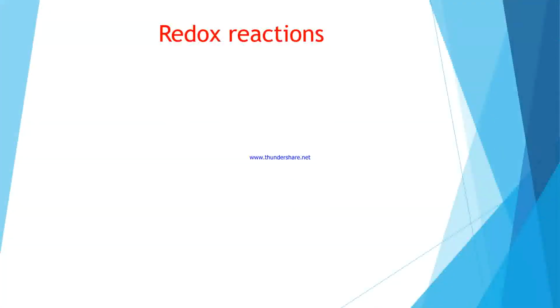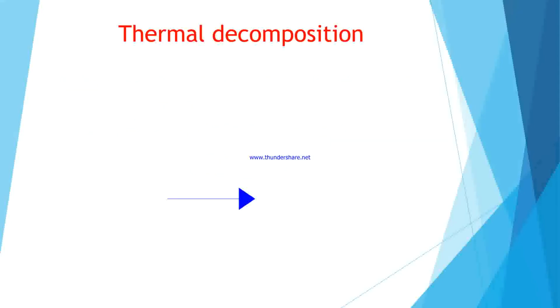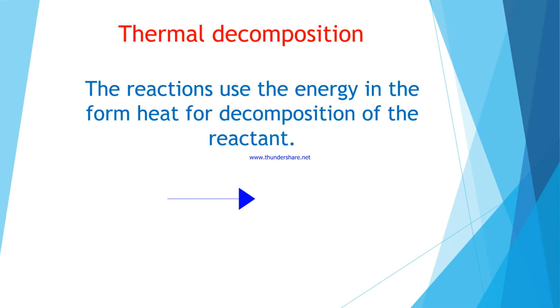And the next one is where both oxidation and reduction take place simultaneously. This type of reaction is known as a redox reaction. And decomposition is usually of three types: thermal decomposition, photo decomposition and electric decomposition. Let me explain thermal decomposition. It is the reaction where energy in the form of heat is used to undergo decomposition.